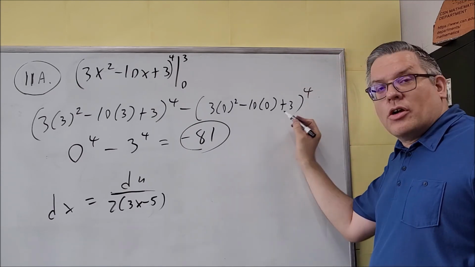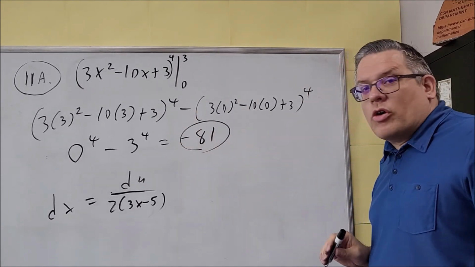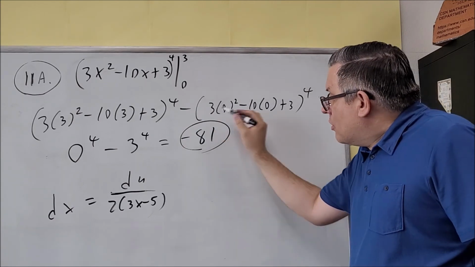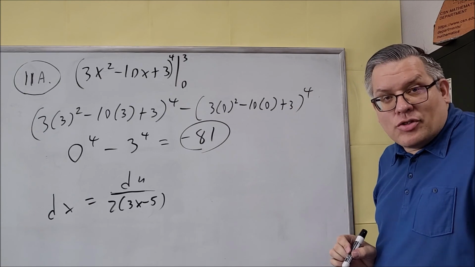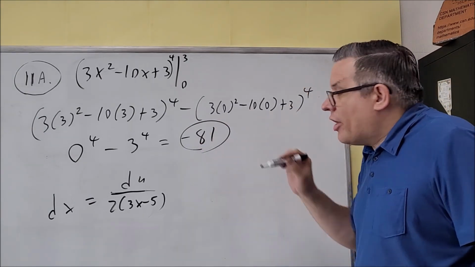So again, be careful here. Make sure you plug both the numbers in and work that out because we do get an actual answer. Otherwise, if you just put a 0 in here, then the whole thing would just cancel out and give you a 0. So it's important to know that your answer is negative 81.